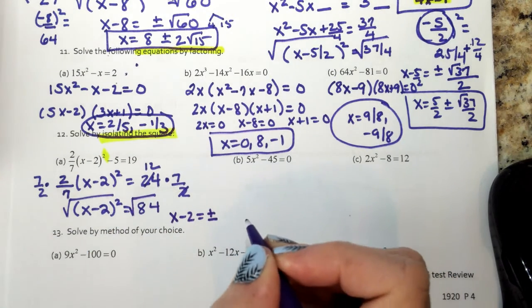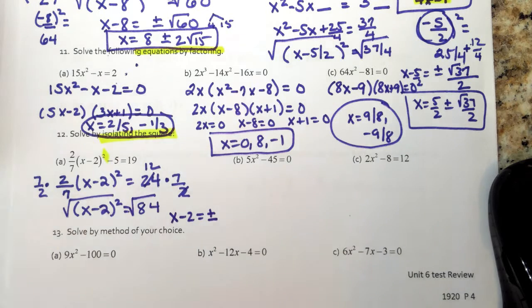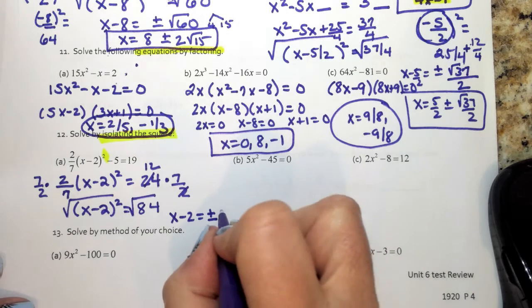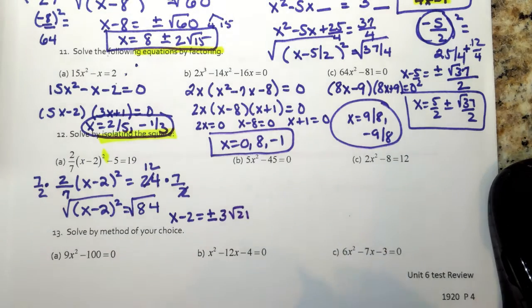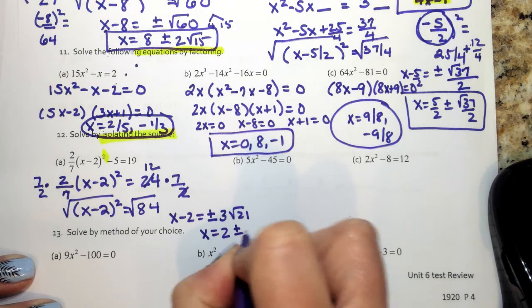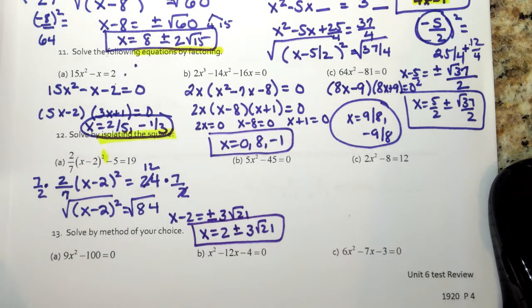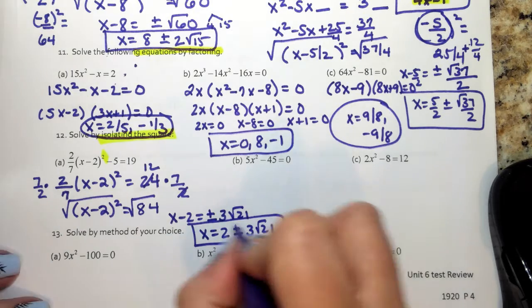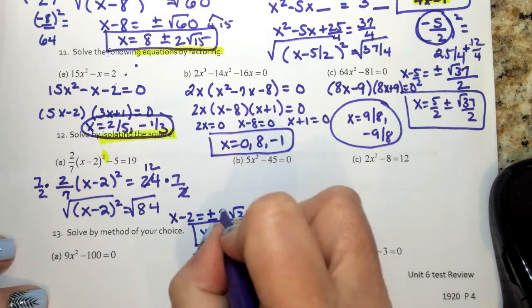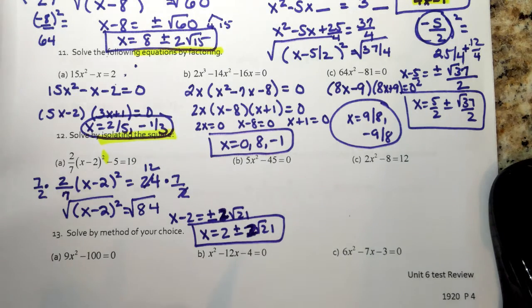And you can simplify 84. 84 can be simplified to 4 times 21, which is 2 square root 21. So x is going to be equal to 2 plus or minus 2 square root 21. I'm sorry, it should be a 2 square root 21, because it's 4 times 21, that's 84.